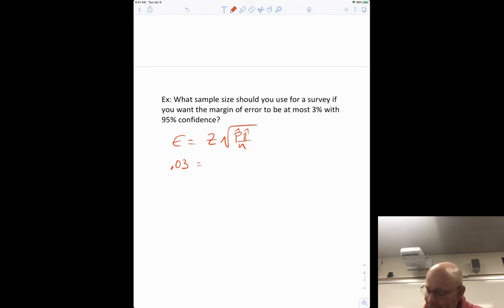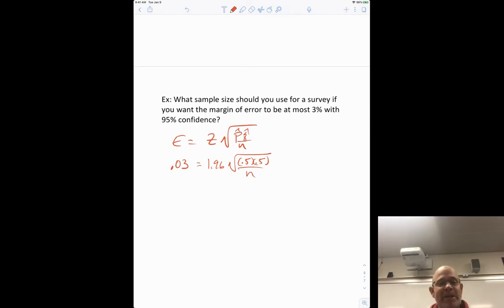We're using 95%, which makes this a 1.96. Since you don't know what p hat and q hat are going to be before you start, you can guess. It's totally legitimate to guess. But often we just use 0.5 and 0.5. If we don't know, we just use 0.5. That's the worst case scenario, actually. If it's 0.2 and 0.8, my sample size will need to be smaller. I want to make sure I get within 3%, so this is the biggest case.